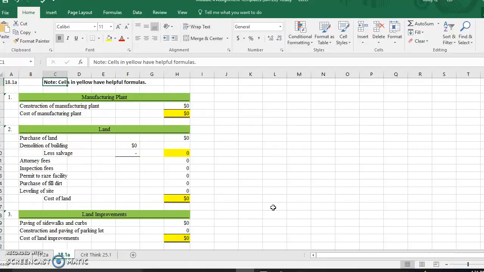So as you read through here, what you're going to want to do is fill everything out. I didn't put any numbers in here. I'll give you a couple as we're going through just to help you figure that out. But the construction of the manufacturing plant, as you read through, you'll see on the second to last line there, you had $5.2 million for building the cost of the new facility. So that's going to be $5.2 million.